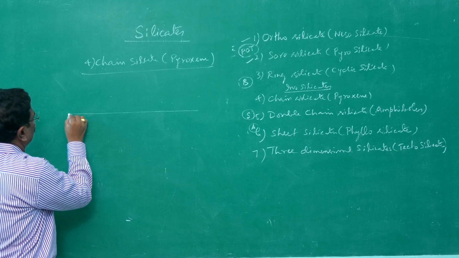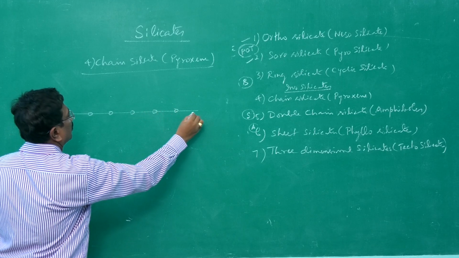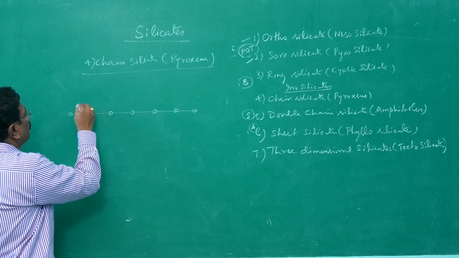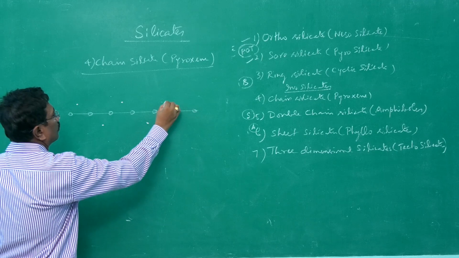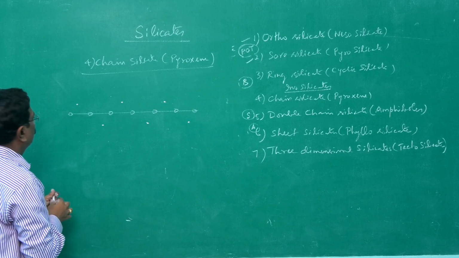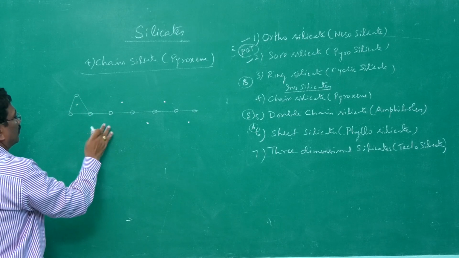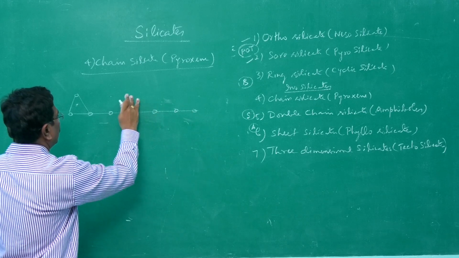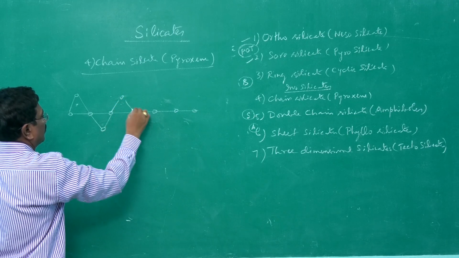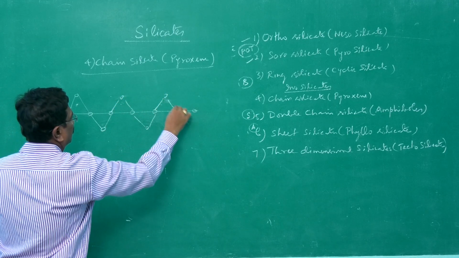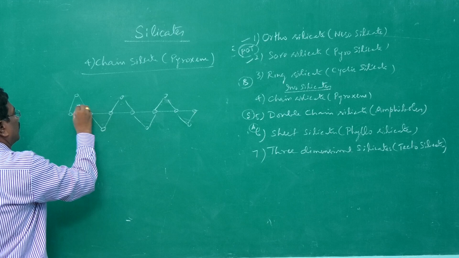Here oxygen, oxygen, oxygen, oxygen, oxygen, oxygen, oxygen. Here there will be a silicon. Here one silicon, here one silicon, here one silicon, here one silicon, here one silicon. And here an oxygen. We are getting a triangle like this. So instead of making silicon, let me make a triangle first, so that it will be easy, I think. Oxygen, oxygen, oxygen, oxygen, oxygen. I made triangles. In between we will have silicon with oxygen. That's all.